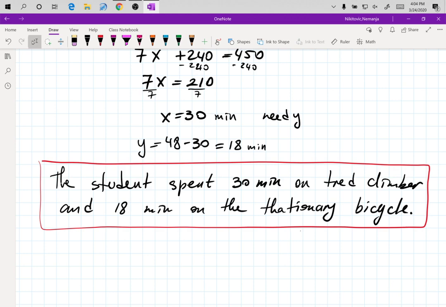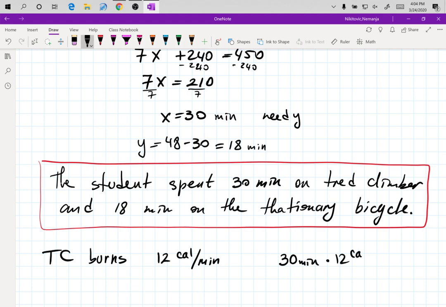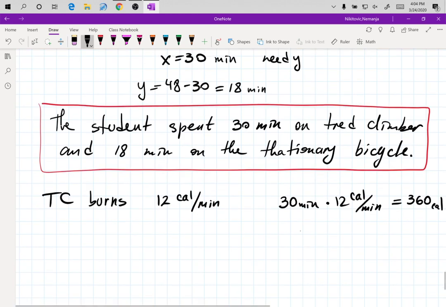And we have the rates. We know that the thread climber burns 12 calories per minute. So if you were 30 minutes on the thread climber times 12 calories per minute, that means you burned 360 calories while on the thread climber.